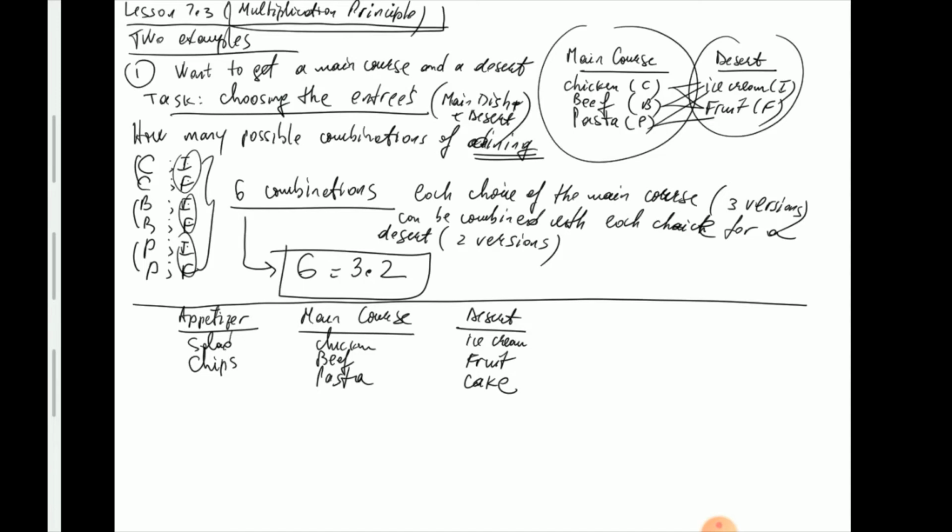All right. So now, how many possibilities? How many combinations? Well, now we have 2 choices for the appetizer. Each of them can be combined with 3 choices for the main course, 3 choices for the dessert. 6 times 3, 18 combinations.